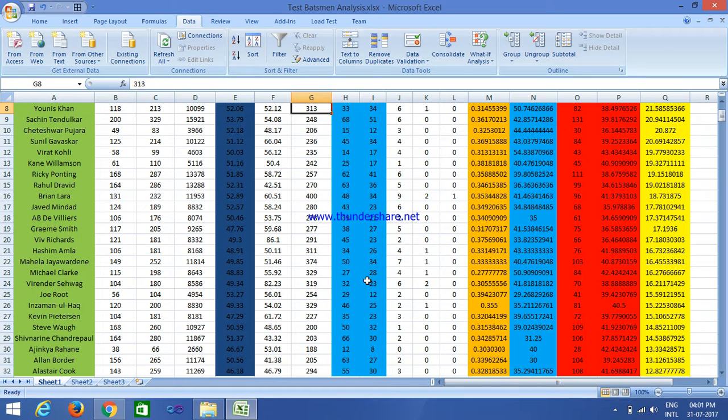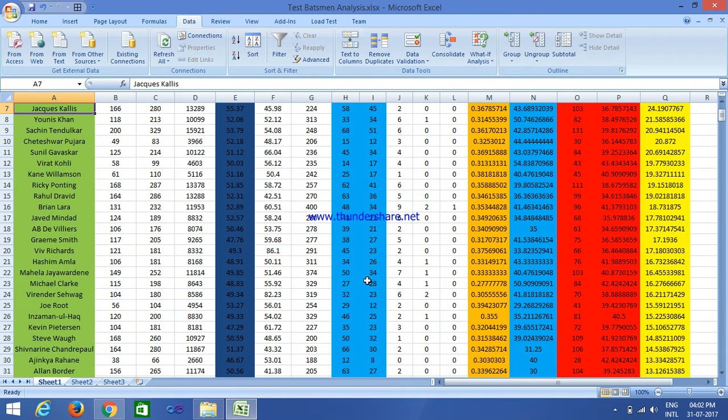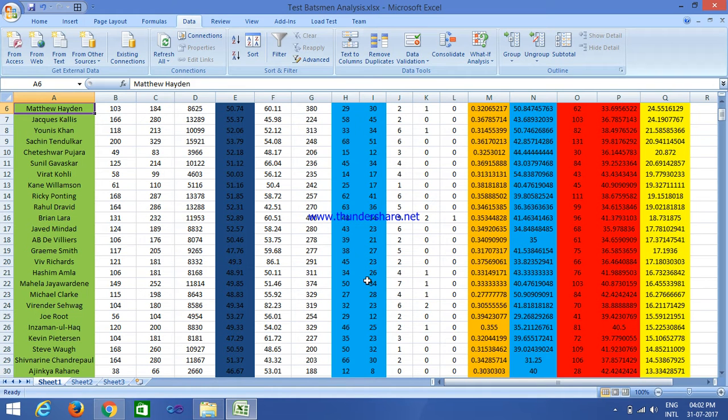Now why is he rated higher? Conversion rate 50.74, really excellent. A batsman who has a conversion rate over 50 is really great in Test cricket. Jacques Kallis, average just shows how great he was, 55.37, no doubt about that. Great average. Conversion rate really good, 43.68. Then we have Matthew Hayden, the Australian. Again, conversion rate above 50%, 50.84.